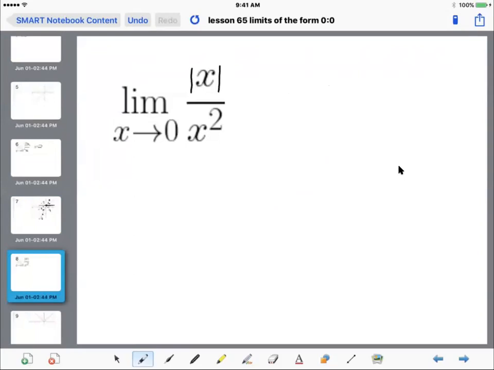Okay, now look at this one. Limit of absolute value of x over x squared, and x is going to 0. Let me give you a moment to vote on this one. So it's absolute value of x over x squared. This is great. I could relaunch the poll just like that. Okay, so absolute value of x over x squared. What do you think of that one?